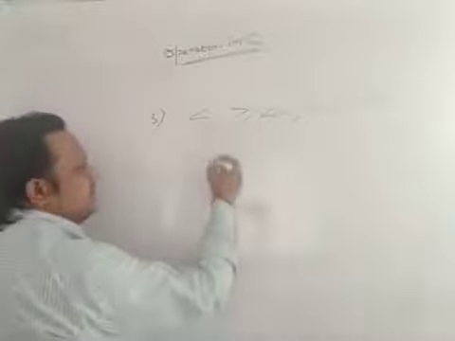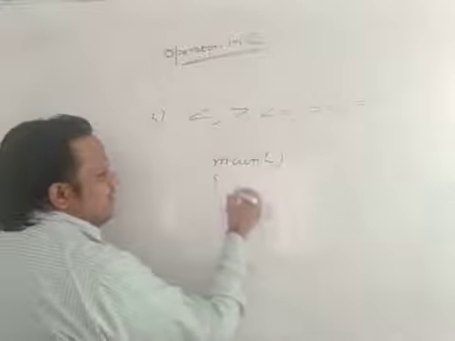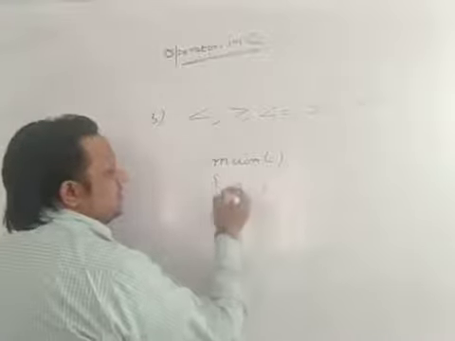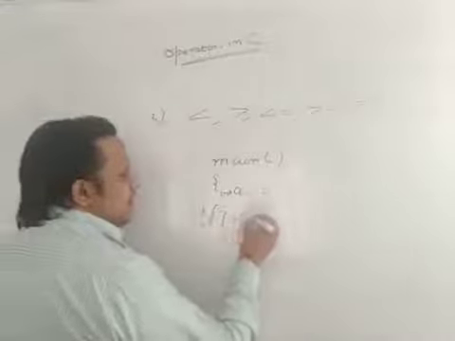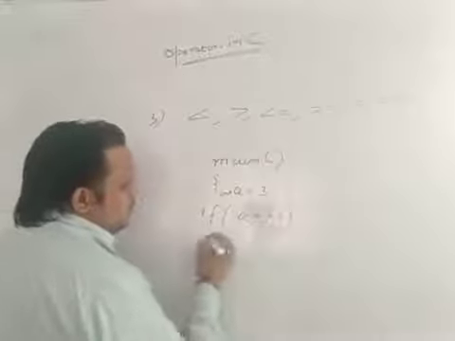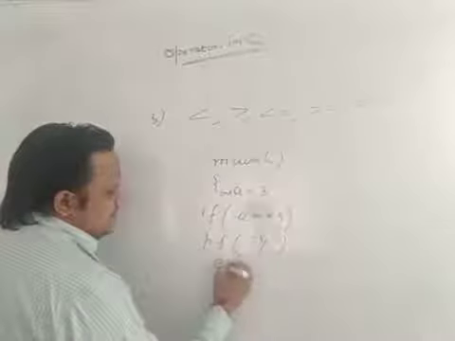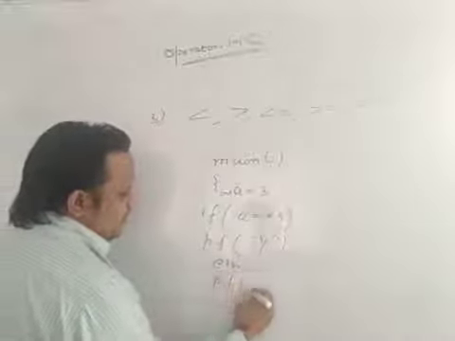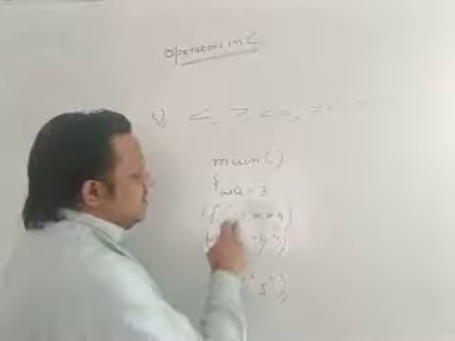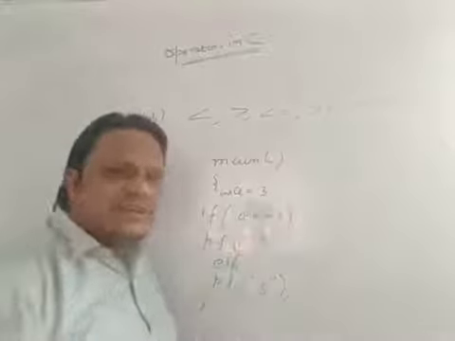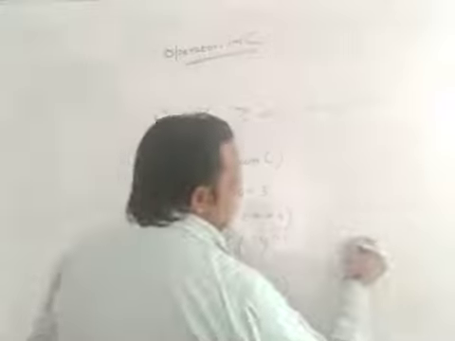Now let's suppose I give you a simple code. In main, int a is equal to 3. If a is equal to 4, print y, else print s. So it's very obvious, a is equal to 3, so 3 is equal to 4, condition is false. So if the condition is false, you will go to the else part and evaluate s. Therefore the answer is s.